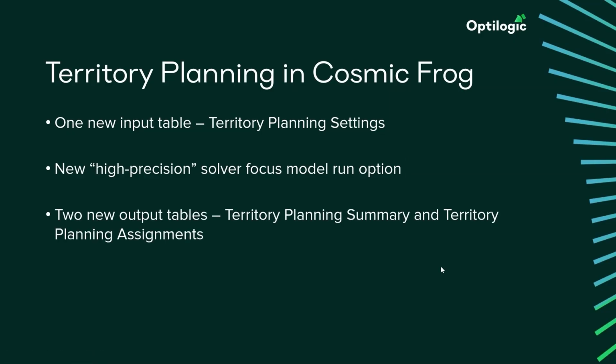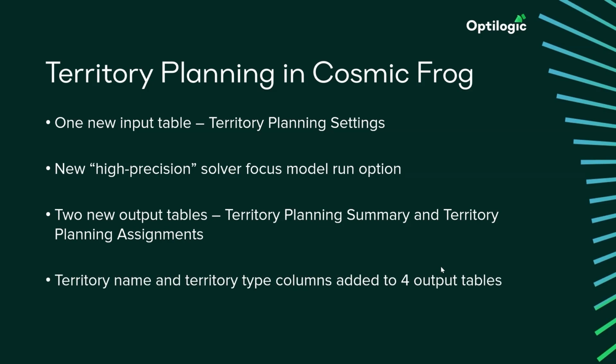There are two new output tables named Territory Planning Summary and Territory Planning Assignments. The Territory Planning Summary contains for each territory by scenario its high-level KPIs. The Territory Planning Assignments table shows for each customer which territory it belongs to. Lastly, two new columns named Territory Name and Territory Type have been added to four already existing tables, including, for example, the Stop Summary and Segment Summary tables. This allows for easy filtering by territory within the tables and also for visualization by territory on the map.